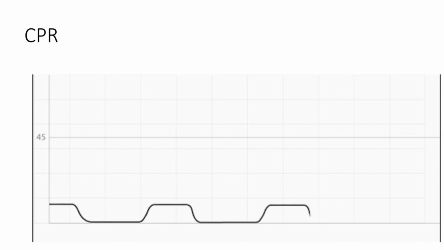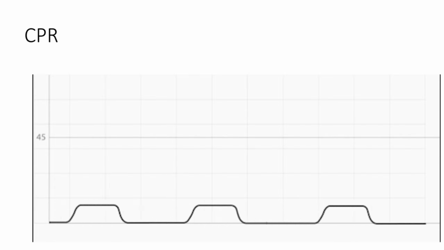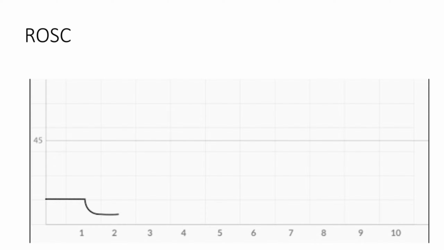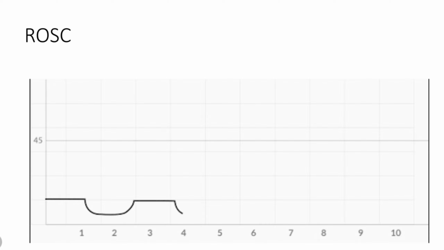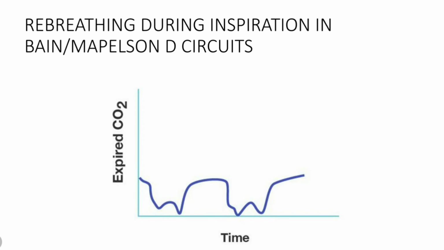After CPR is performed, if spontaneous circulation returns, we will see that effective CPR is going on and there is effective circulation. So that is the return. At this point you will see the return of spontaneous circulation. This graph is a special graph which shows rebreathing during inspiration in Bain or Mapleson D circuits. It will look like this.